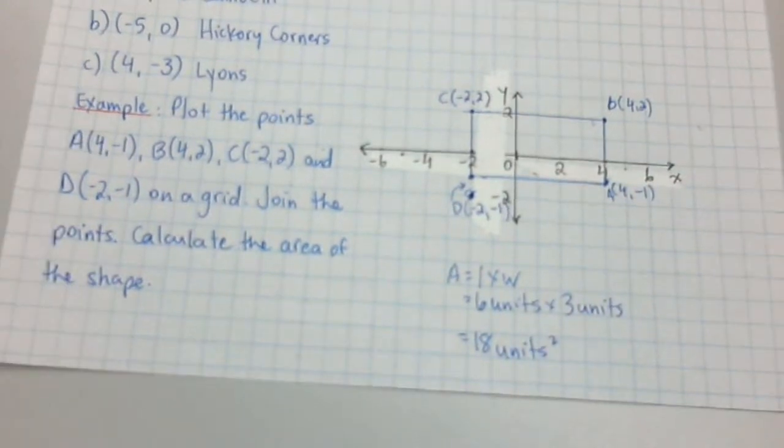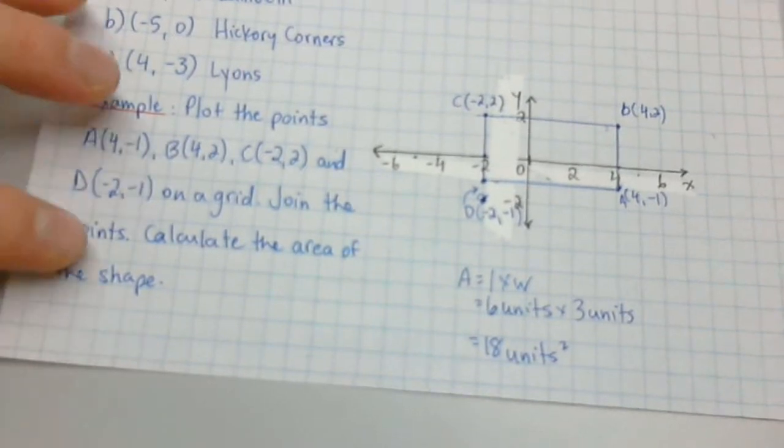18 units squared. And that's basically what you're going to get a chance to do during the practice for graphing ordered pairs.